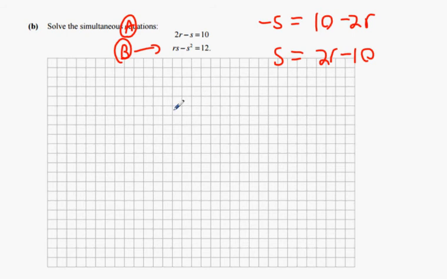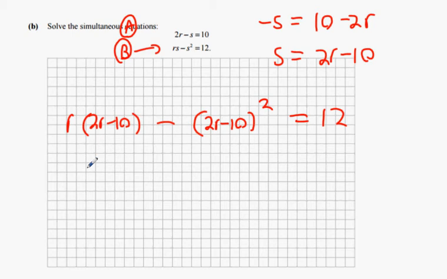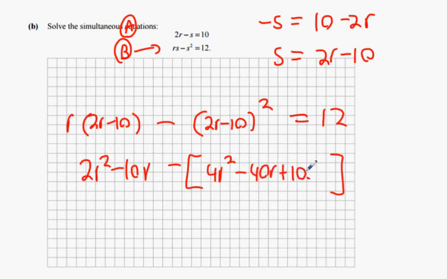Okay? What can anybody suggest I do next? Sub in. So anywhere I see s, I'm going to replace it with what? 2r minus 10, and that's 2r minus 10 squared. So you're going to get 2r squared minus 10r, and I've multiplied this out for you in your notes anyway, so it's going to be 4r squared minus 40r plus 100. If you're looking for the longer version of that, check your notes. I did it out completely.